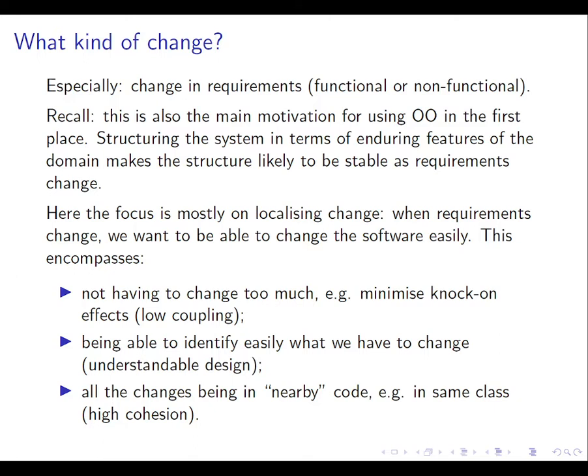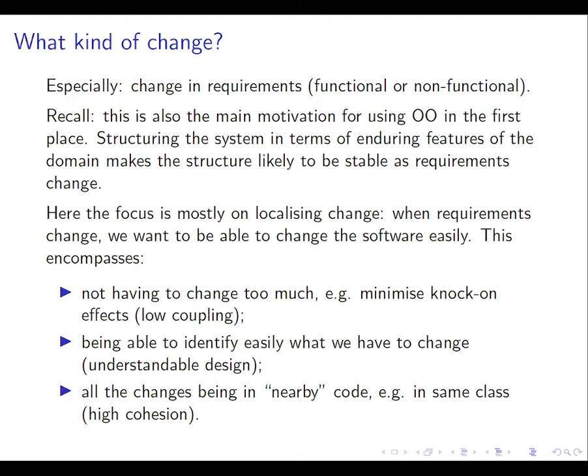So as we said before, resilience in the face of change was the main motivation for using object orientation in the first place. So I think the most convincing reason for the enduring success of object orientation as an approach to structuring software systems is basically that if you structure the system in a way which mirrors the structure of the domain, and so the terms that appear in your system design match the terms that appear in descriptions of the domain in which the software has to operate, this tends to make the structure likely to be stable as the requirements change.